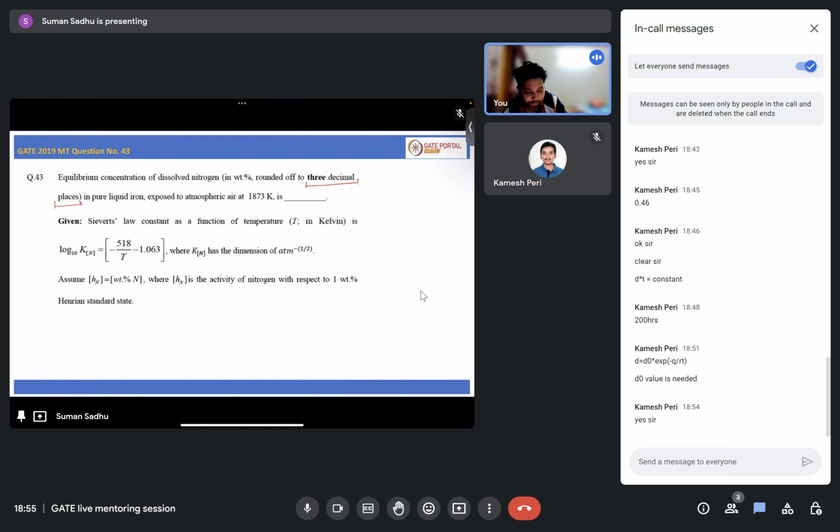So now this question is about the equilibrium concentration of dissolved nitrogen in pure liquid iron, which is exposed to atmospheric pressure at 1873. You have to calculate the dissolved nitrogen concentration at equilibrium for this temperature and for atmospheric conditions. So this is some container where liquid iron is there, and this is air, as it is exposed to atmospheric air.